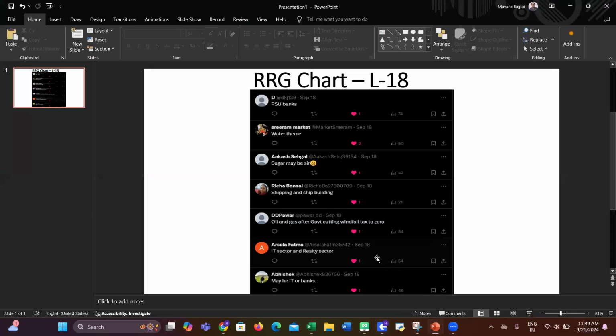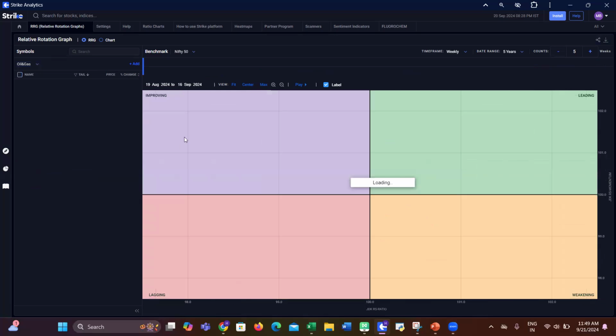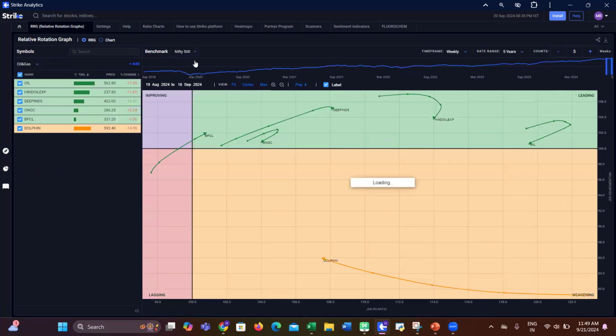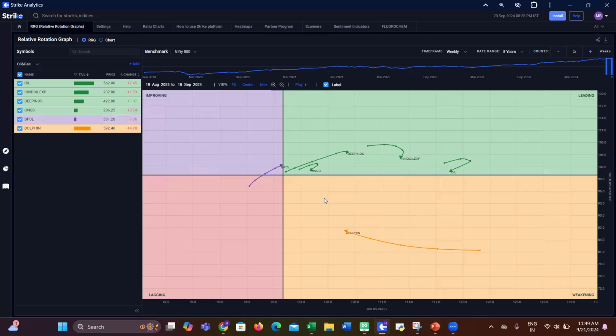Oil and gas, after the government cut the windfall tax to zero. So let's go back to oil and gas. Let's go to oil and gas. Just a minute. Let me put the benchmark as Nifty 500. So this is where we are placed.